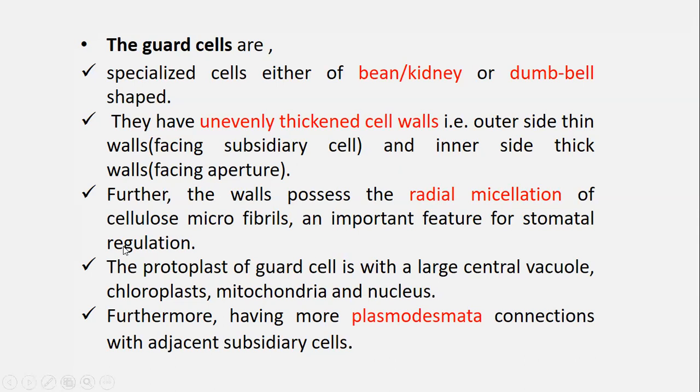The guard cell protoplast, as I already told you, has a large central vacuole, many chloroplasts, mitochondria, and a single nucleus. Furthermore, they have plasmodesmata connections with adjacent subsidiary cells, which is also a very important property in order for endosmosis and exosmosis of water to take place.